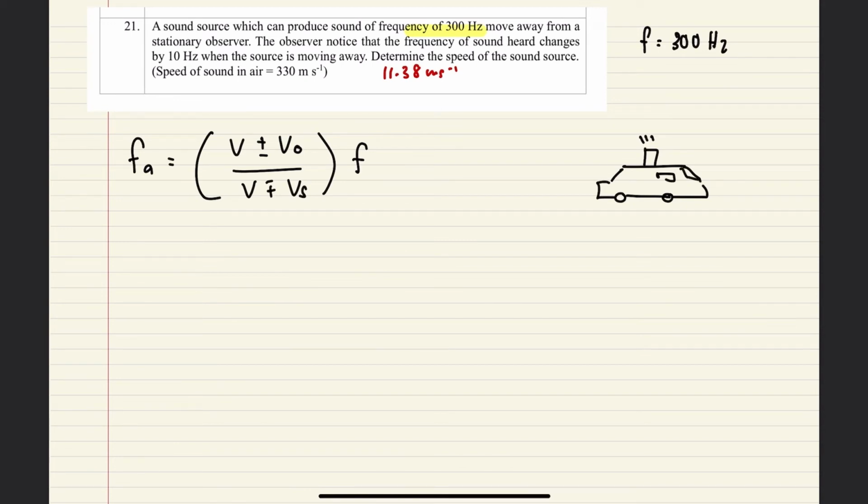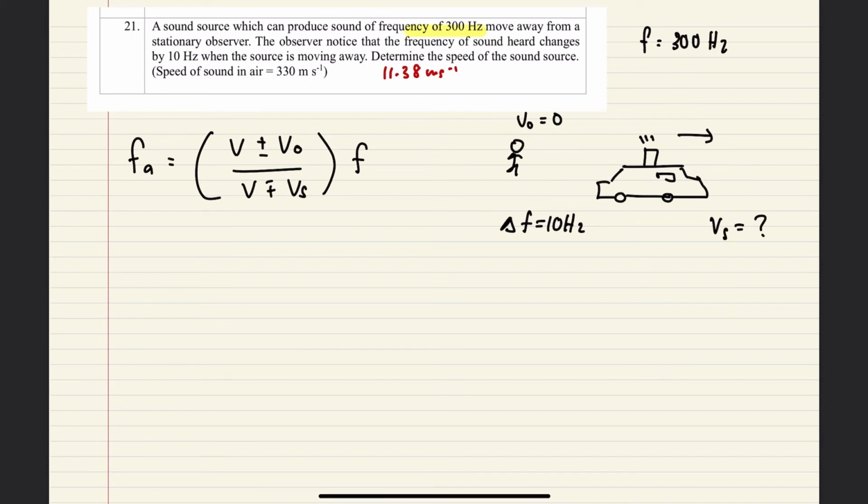Okay, this got a little bit confusing. Which one is the front side? So I just label the direction V. Okay, so it says that this source is moving away from stationary observer. So VO is equals to 0. The observer noted that the frequency of the sound heard changes by 10 Hz when the source is moving away. So basically delta F is equals to 10 Hz changes. Determine the speed of the sound source. So the question wanted to find V of the source.